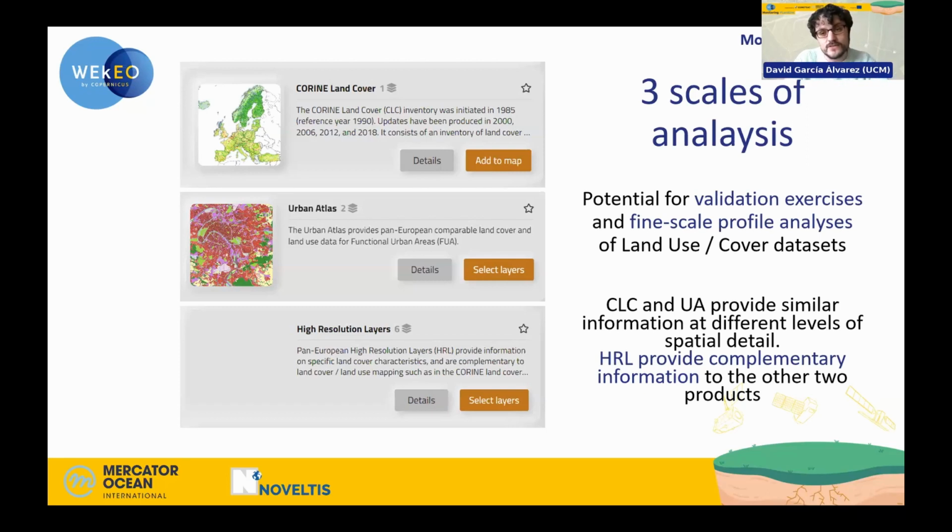We can use these 2 products also, and this is quite interesting, something that I've been working with in the last years, to make validation exercises or to do this sort of fine scale profile analysis of other land use datasets. For example, I can assess the quality or the uncertainty of the Corine land cover dataset by comparing it with the information provided by the high resolution layer of imperviousness. And I could use any of the other 3 datasets to, for example, validate or understand the information contained in any national product or even in datasets that are created by yourself.